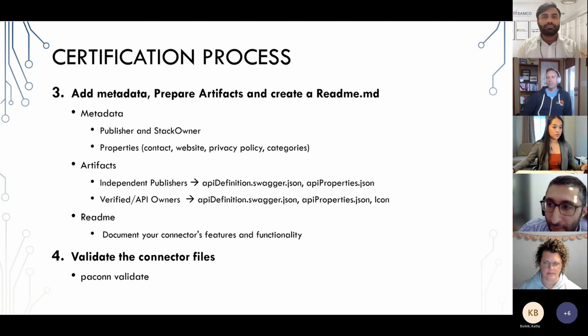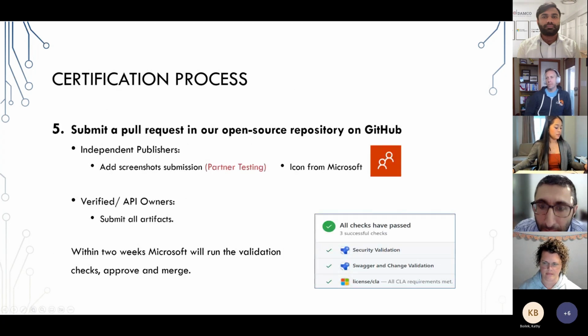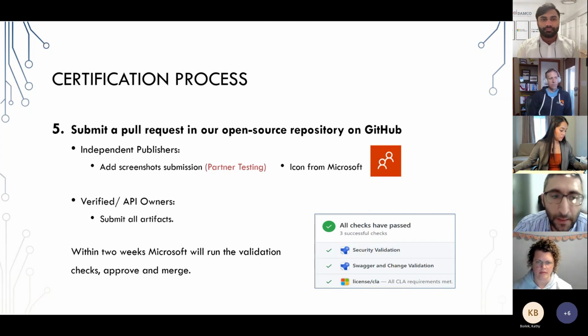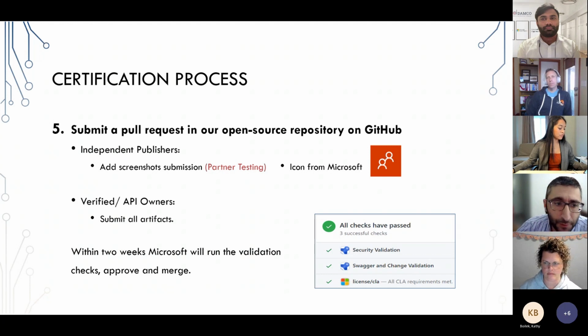And then step 5, after we validate and we got all our files ready, we are ready to submit. The first submission we ask is to submit in our open source repo on GitHub. For independent publishers, there is one more step here that we ask them to add some screenshots for their connectors as they are confirming that they tested their connector and the connector is working as expected. And this is the icon that Microsoft will give for all independent publishers.